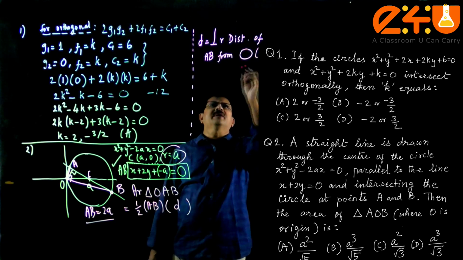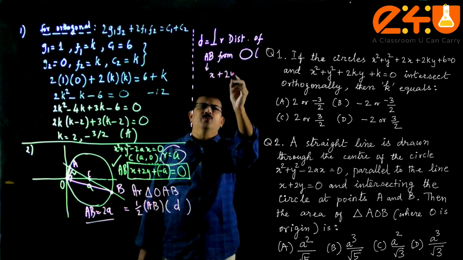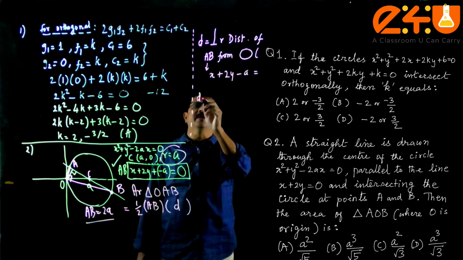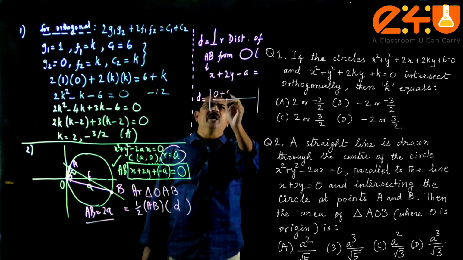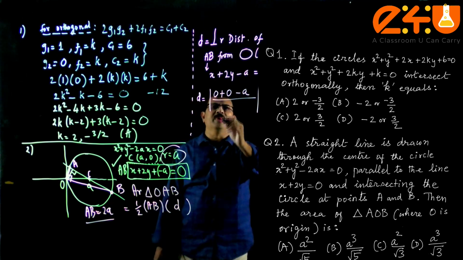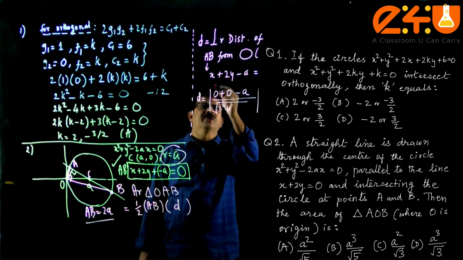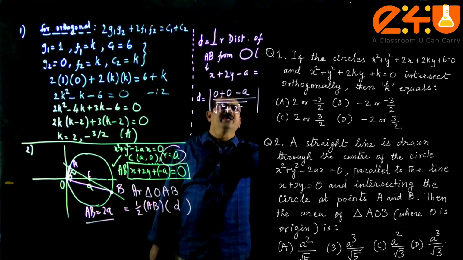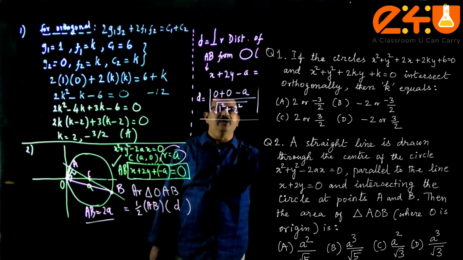Origin coordinates are there and the line equation is there, which is x plus 2y minus a equals 0, and you know how to get the D. The formula a x1 plus b y1 plus c gives 0 plus 0 minus a, upon root over a square, coefficient of x, and 2 square, coefficient of y. So you get the answer a over root 5. So that is the D value.